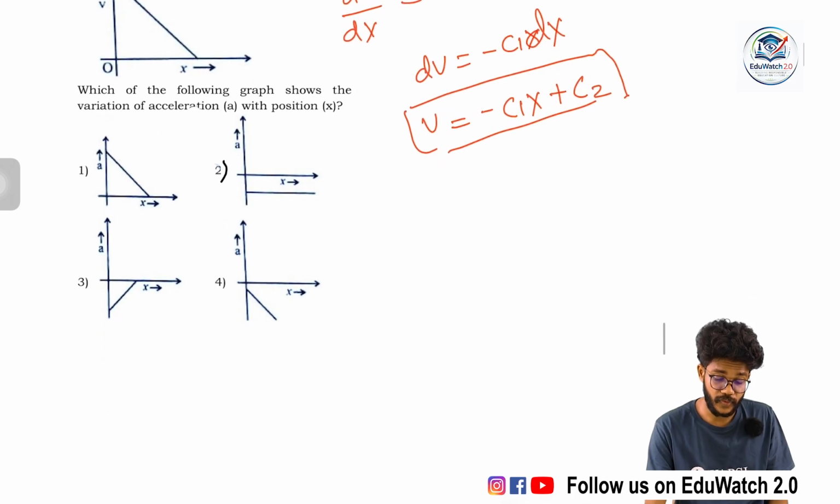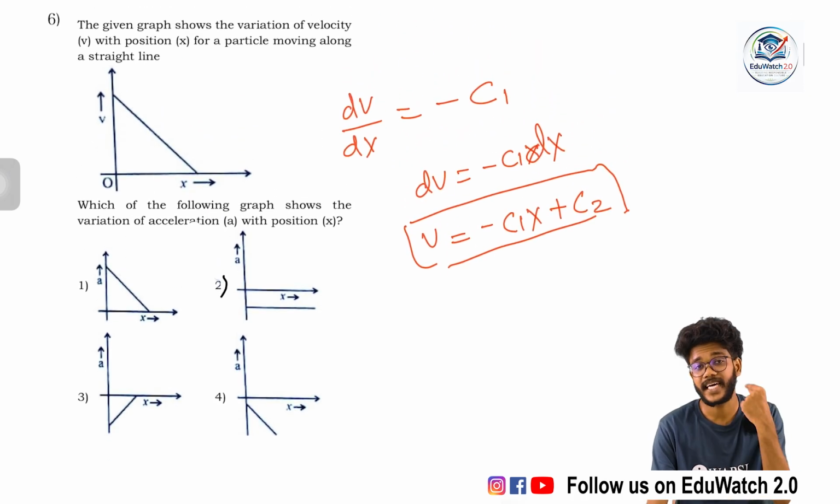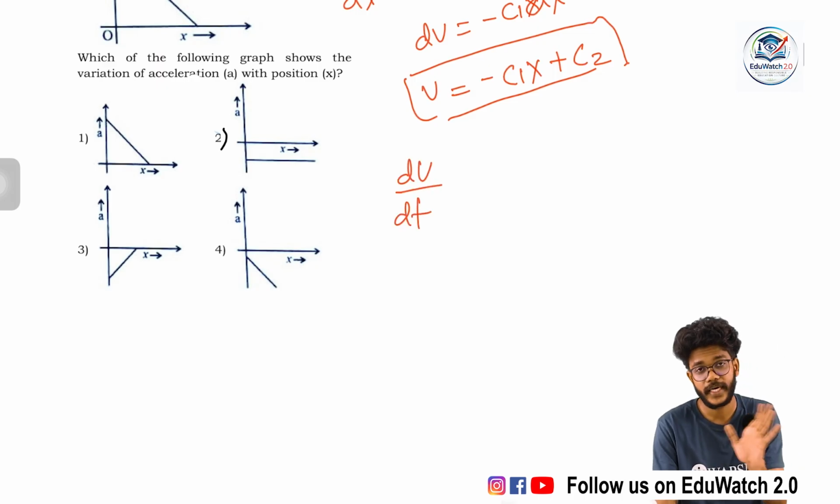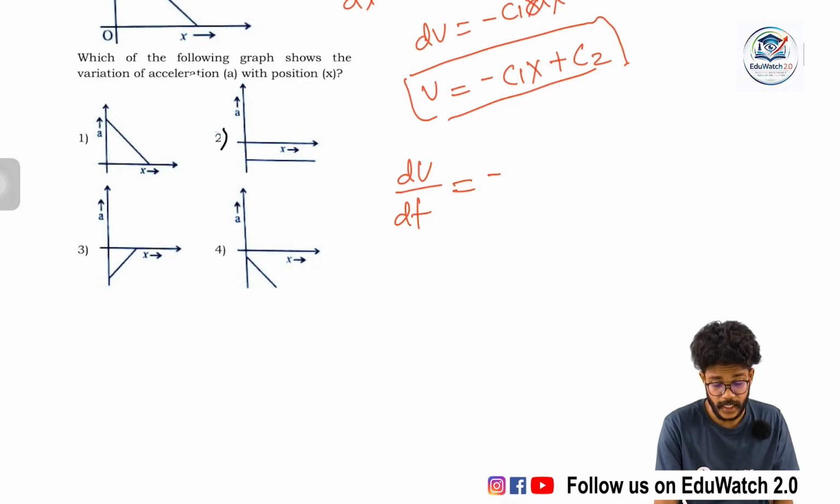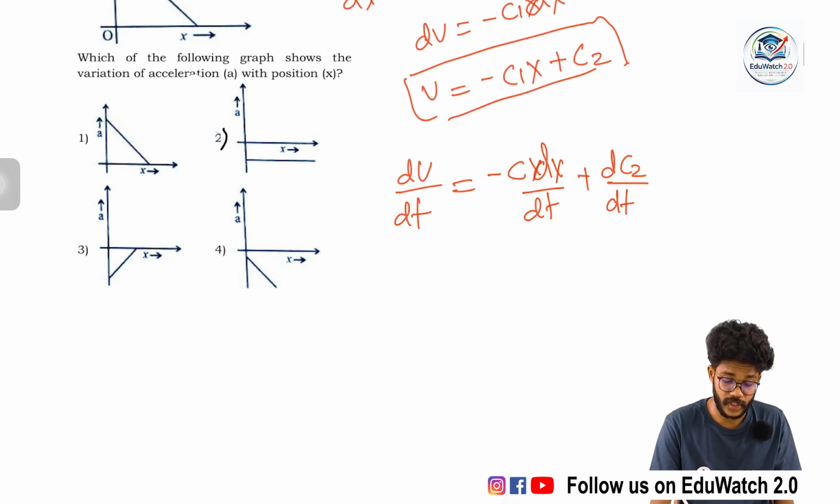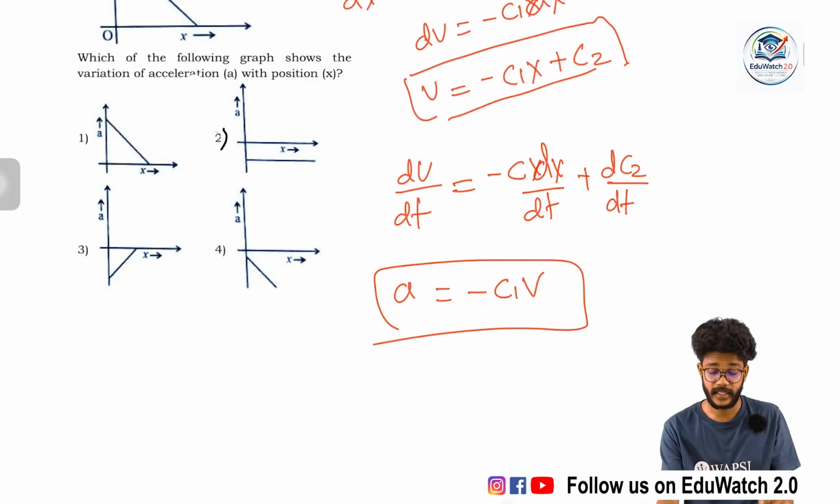Then we need to find the a-x graph. That means acceleration is to be found. So just take the differentiation of the given equation with respect to time. dv by dt, then only we get acceleration. This is equal to minus c1 dx by dt plus dc2 by dt. The rate of change of a constant value is 0. So dv by dt is acceleration. a is equal to minus c1 into v. We get the equation for acceleration.